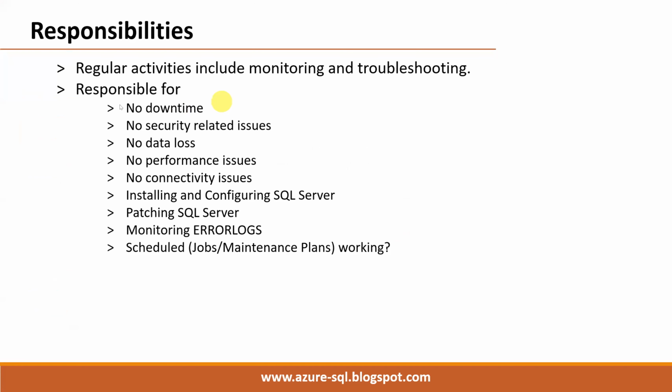Regular activities we already know. Once again, there should be no downtime. We are responsible for downtime. If anything happens, we are responsible as a DBA. We need to take care. There should be no downtime. Servers should always be up and running. In general, to avoid or minimize downtime, we go with high availability features.